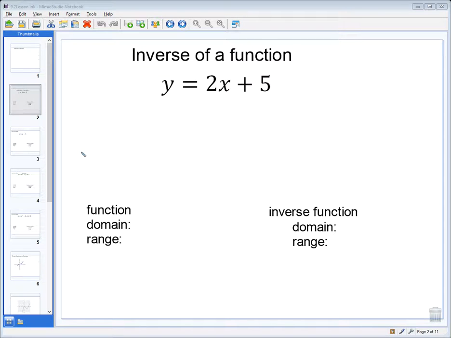In this video, we're learning what the inverse of a function is and how to find it, both algebraically and graphically. So when we're finding the inverse of a function, what we're trying to do is undo all of the things that happen to x, meaning we want it to say x equals instead of y equals. So to do that, we're just going to solve for x.